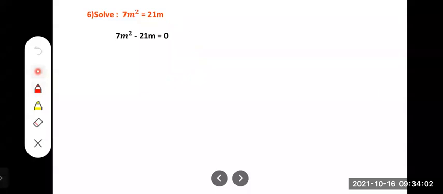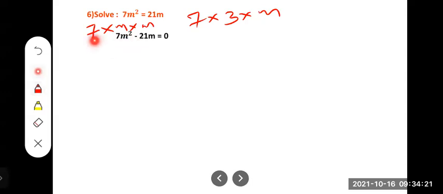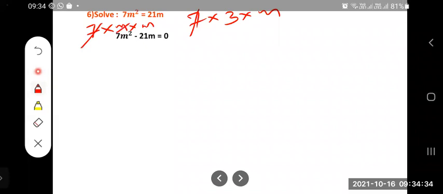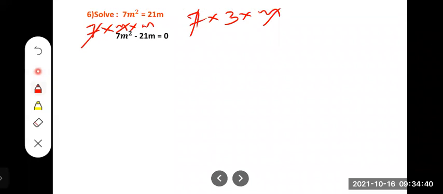Yes. Now here you see the 7m square, how we can split? 7 into m into m, we can split. And this 21m, how we can split? 7 into 3 into m, we can split like this. Clear, children? Okay. Now, what all is common? 7 is common, m is common. Okay, students. So 7m, we can take it outside.